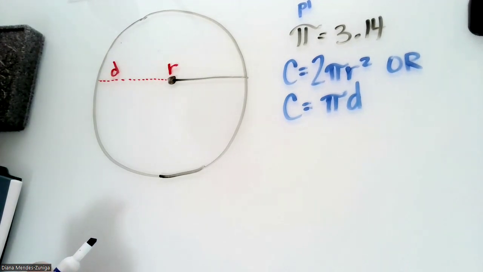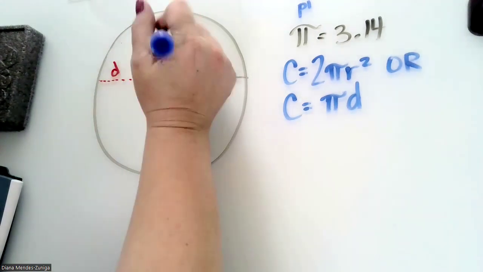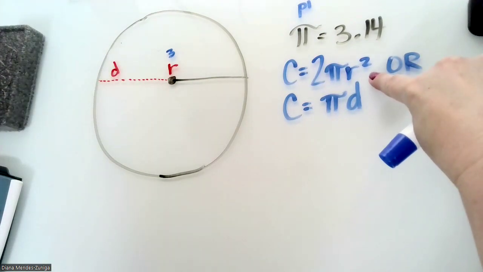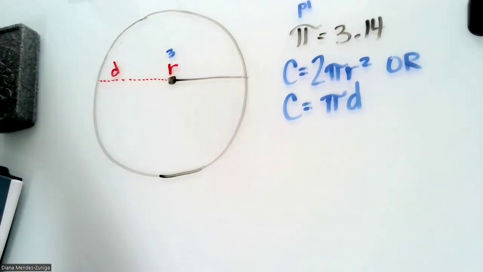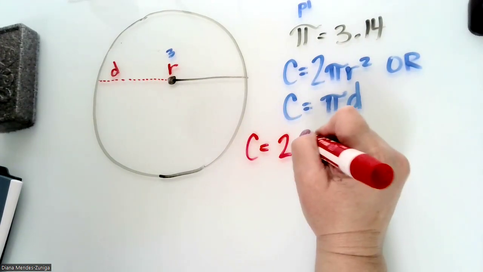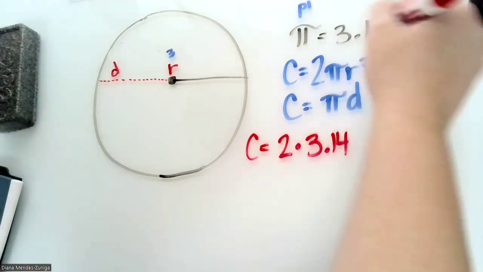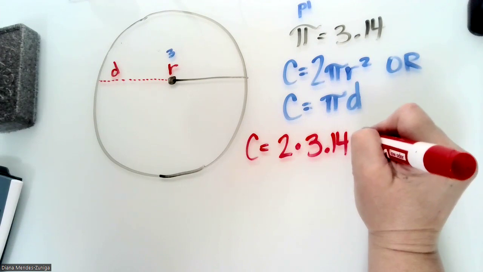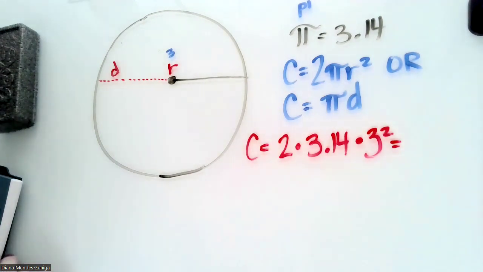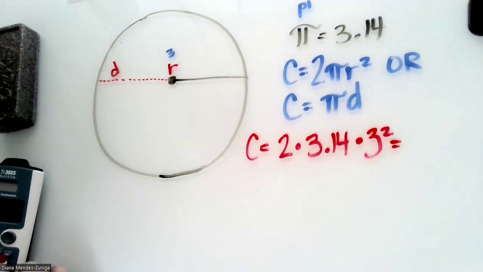So let's look at our circumference and let's just say that our radius is 3. Now we don't have a diameter, so we would obviously use this formula here, right? Because that's the one that has the radius. So C equals 2 times pi, right? Because our pi is 3.14, times our radius, which is 3 squared. Again, we're going to put this all into our calculator. 2 times 3.14 times 3 squared.